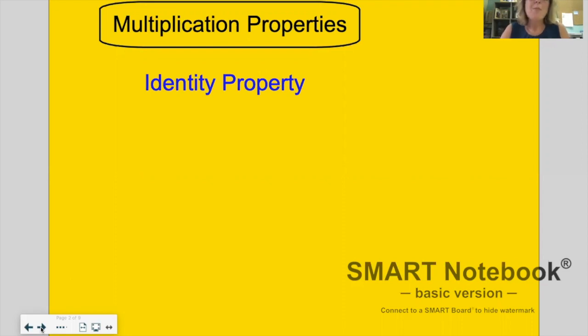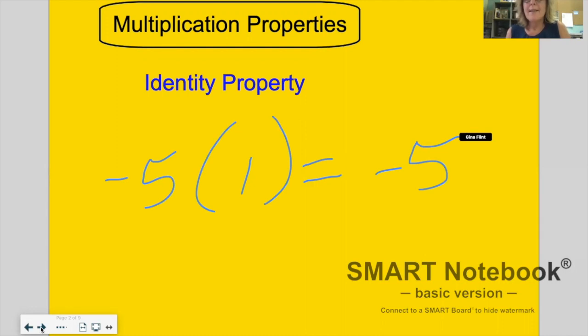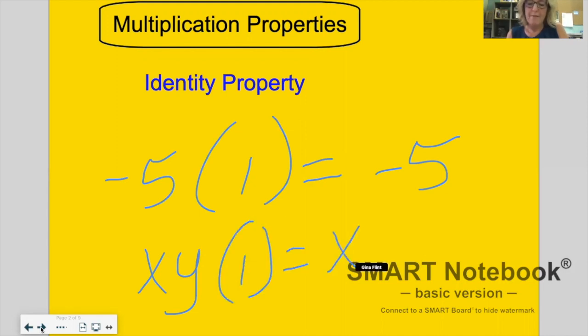The identity property we talked about already just says that any quantity times 1 gives you that same quantity. So if we had -5, and we multiplied it by 1, we would still have -5. The same thing holds true for a variable expression. So say we had xy. If we multiplied that times 1, we would still have xy. Okay, pretty simple idea.